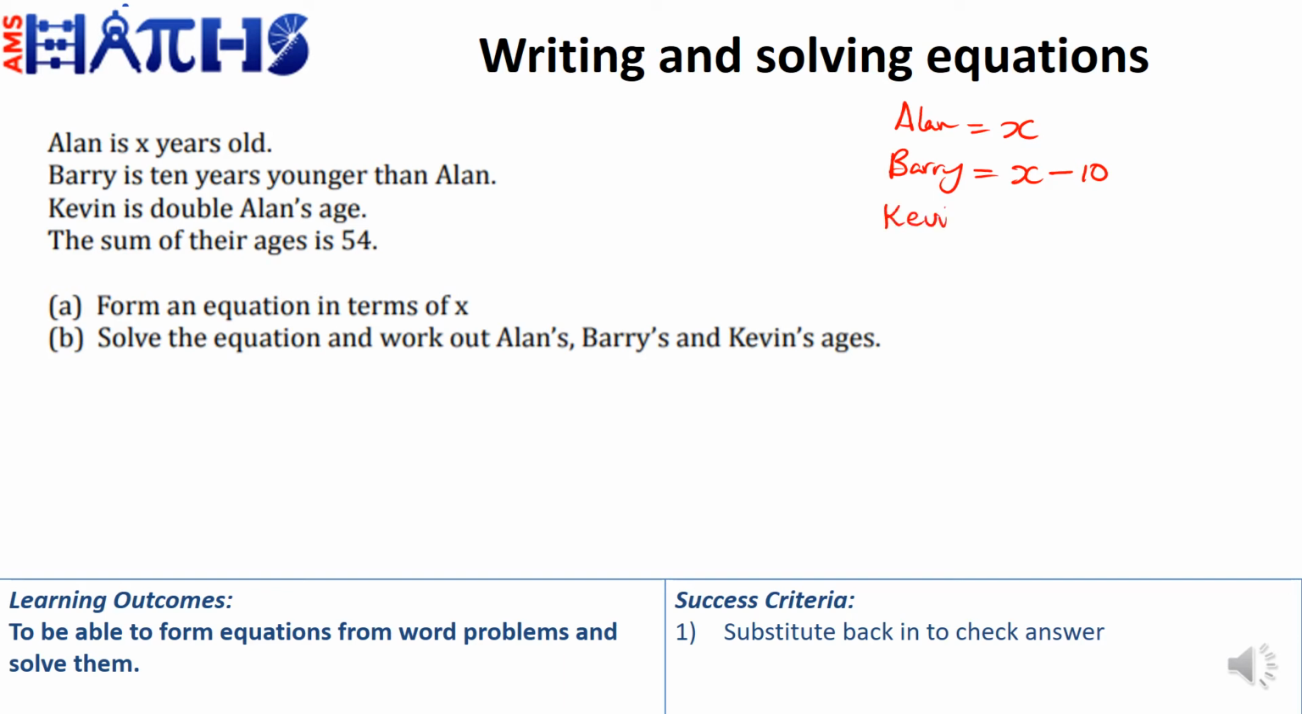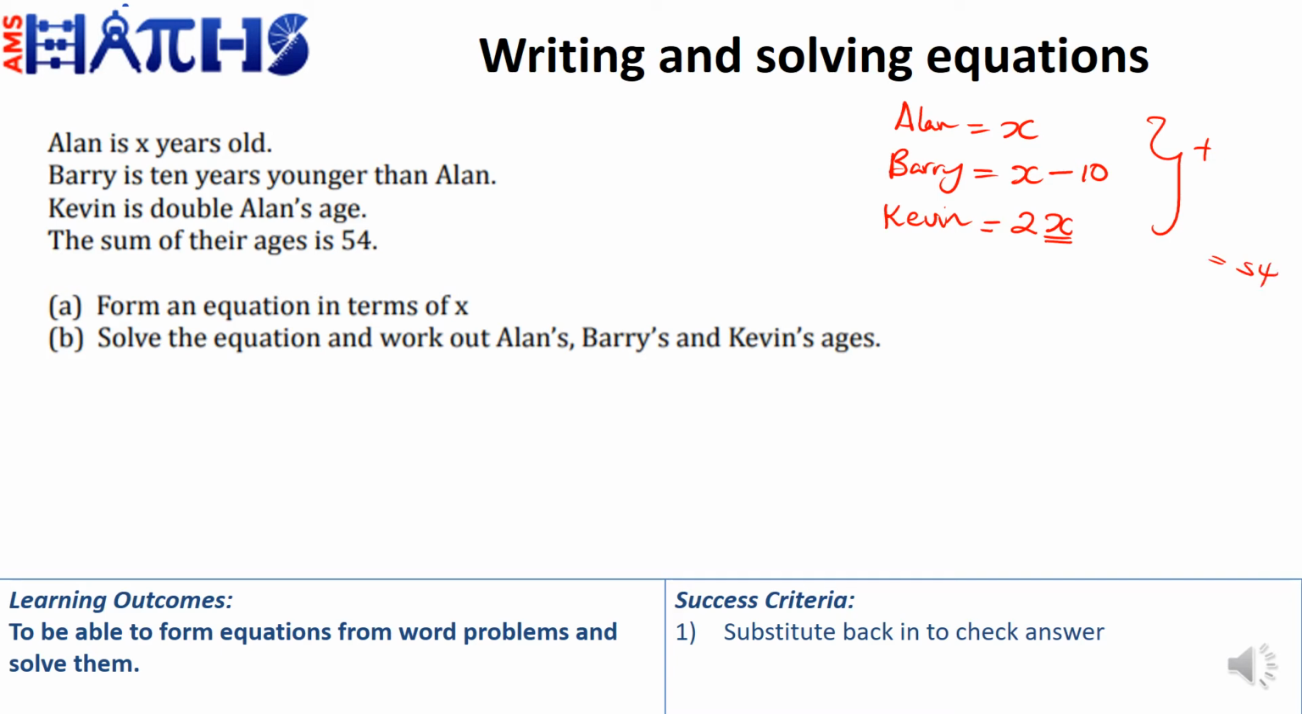So Kevin is twice Alan's age. So it's 2 times x. This is Alan's age, so doubling that would give us 2x, which is Kevin's age. It says the sum of their ages is 54. So when we add all 3 ages, we get 54.